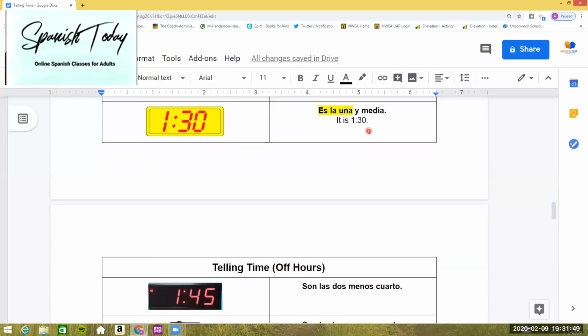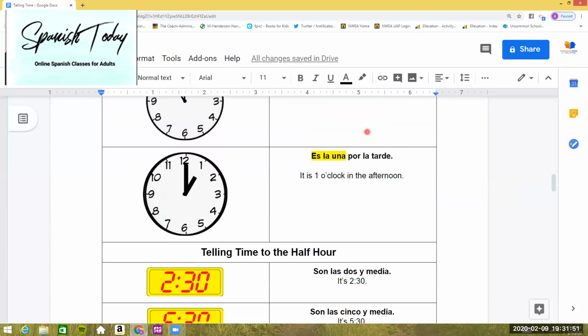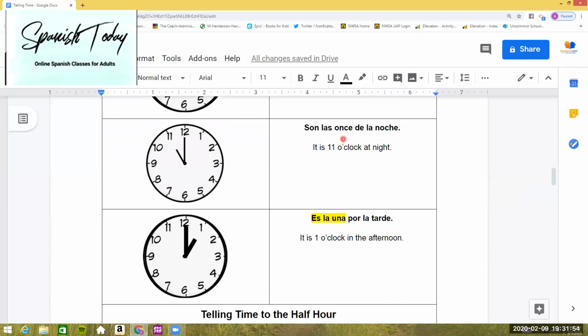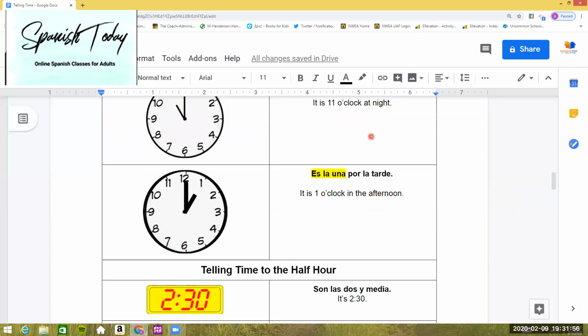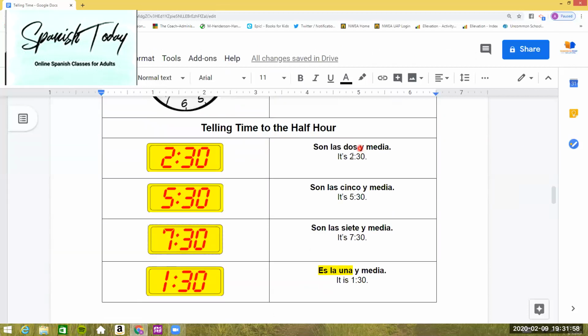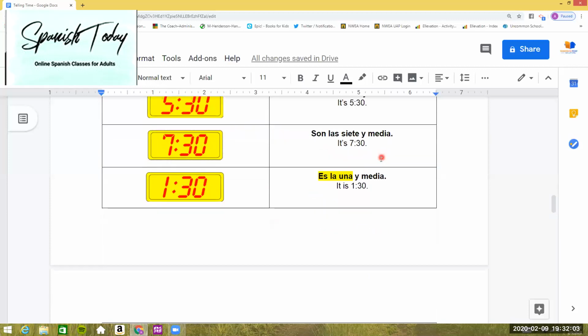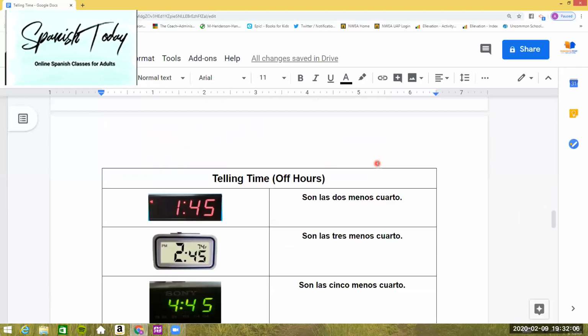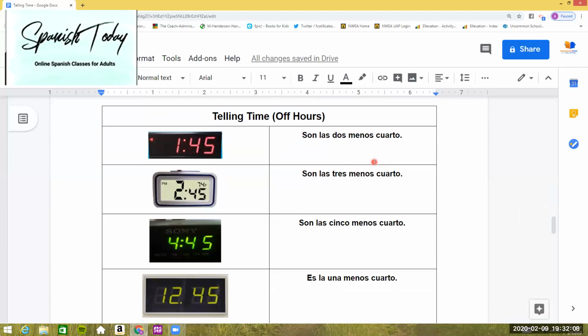Okay, so we have learned telling time to the hour, like son las 11 de la noche. Then we learned how to tell time to the half hour, like son las 2:30. Now we're going to learn telling time in the off hours, okay? So first we're going to start by telling time to the 45-minute mark, okay? So this is a little bit different, but it's still an easy pattern to learn.